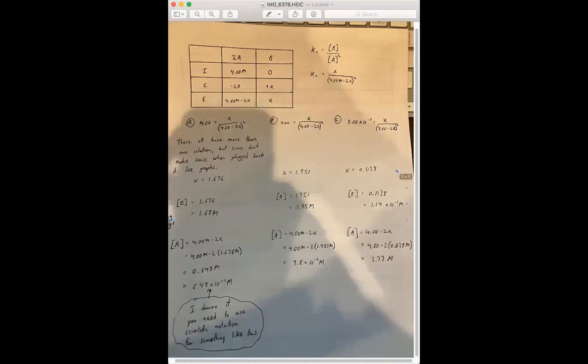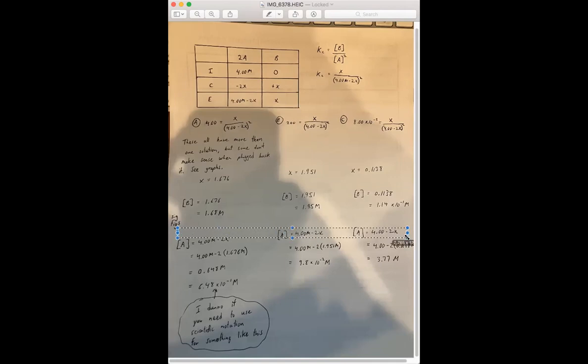used sig figs. See this here? I'm not really sure if you have to put that in scientific notation. It does seem kind of silly, but sometimes teachers are sticklers about that. For the A's, I did the expression from the ice table. And again, put everything into sig figs and scientific notation. You notice everything has three sig figs, except this one appears like it doesn't because that's just how it came out.